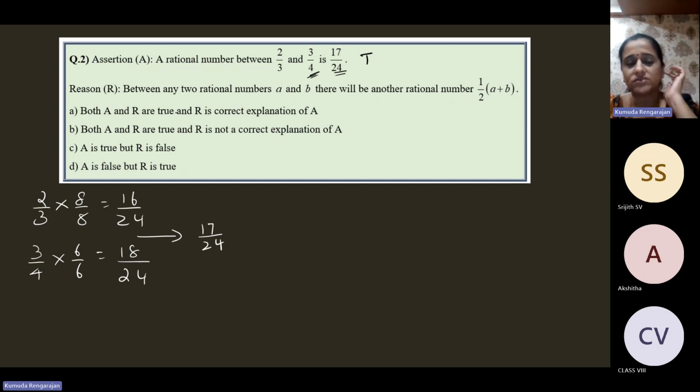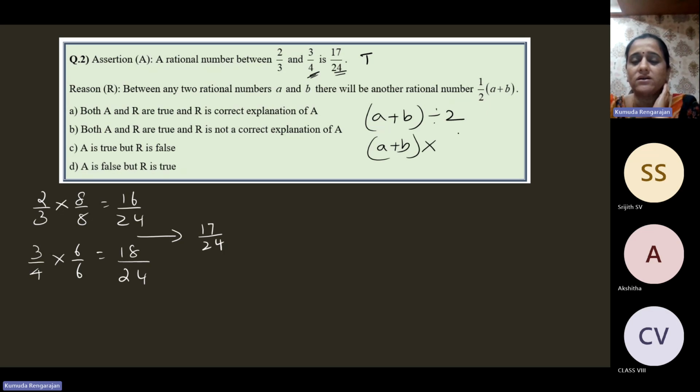The reason statement says that between any two rational numbers a and b, there will be another rational number, half into a plus b. True. That's how we insert a rational number between two rationals. Don't we add the two numbers and then divide by 2? That's nothing but a plus b, division becomes multiplication, and the reciprocal of 2 is 1 by 2. So a plus b into 1 by 2, or 1 by 2 into a plus b. Both are the same.